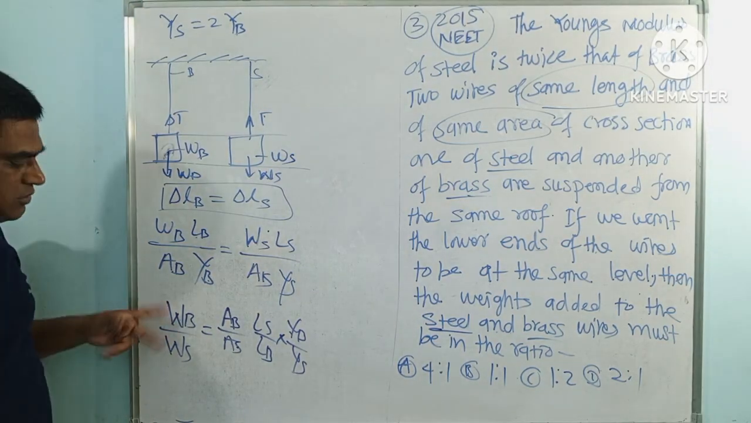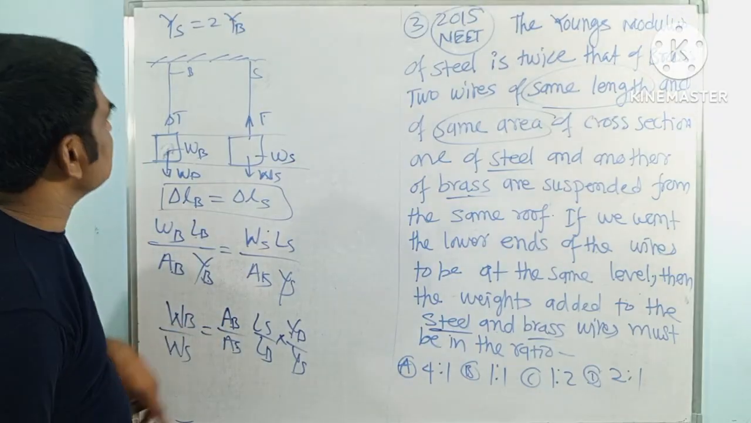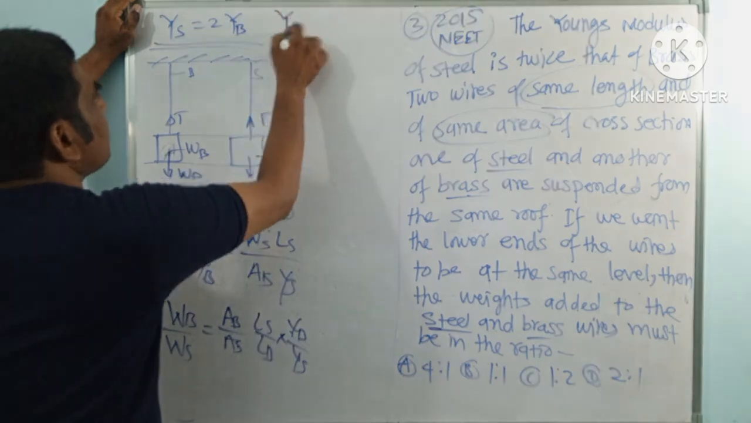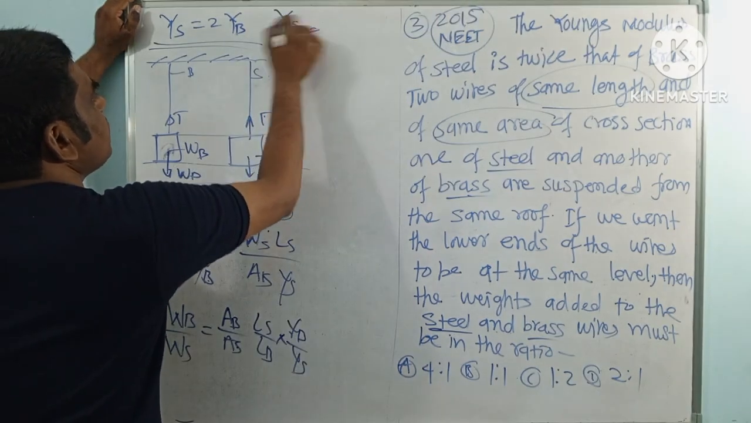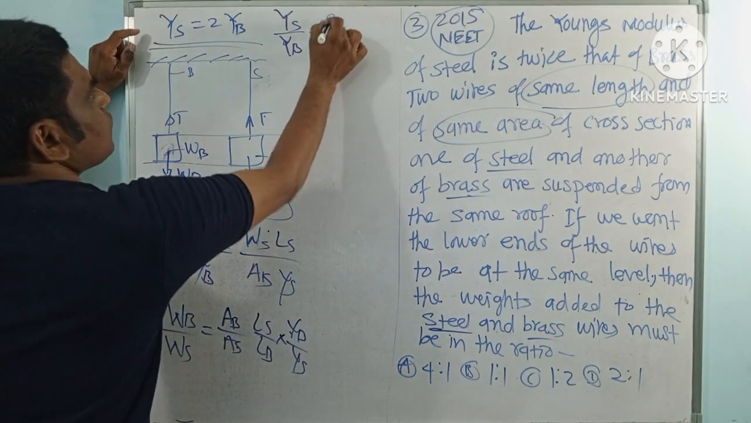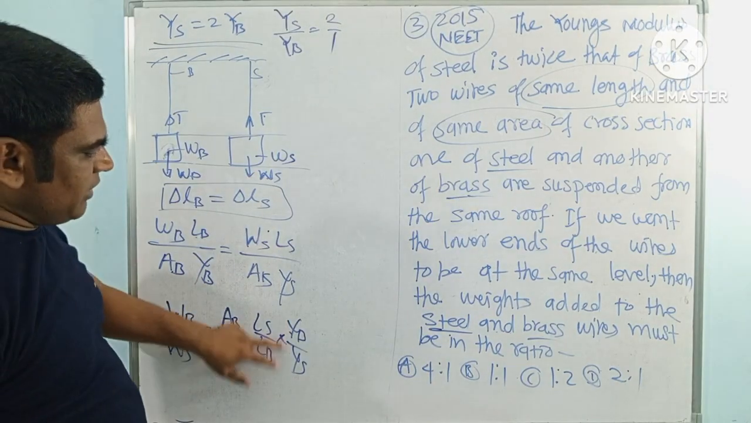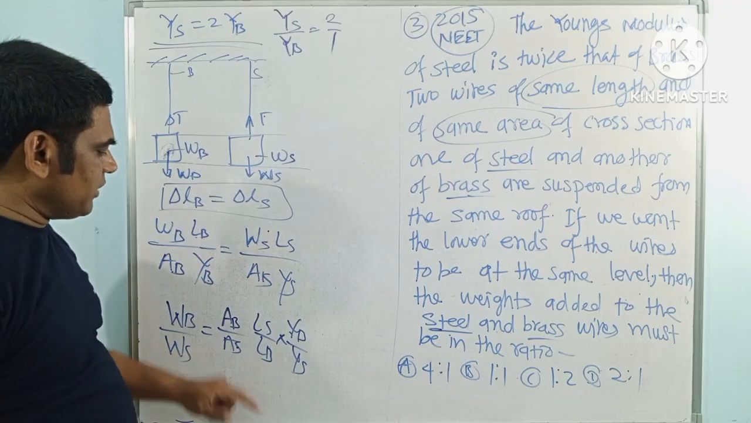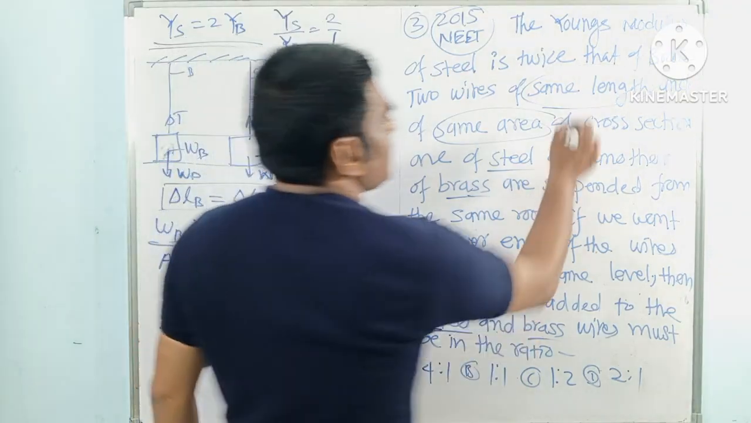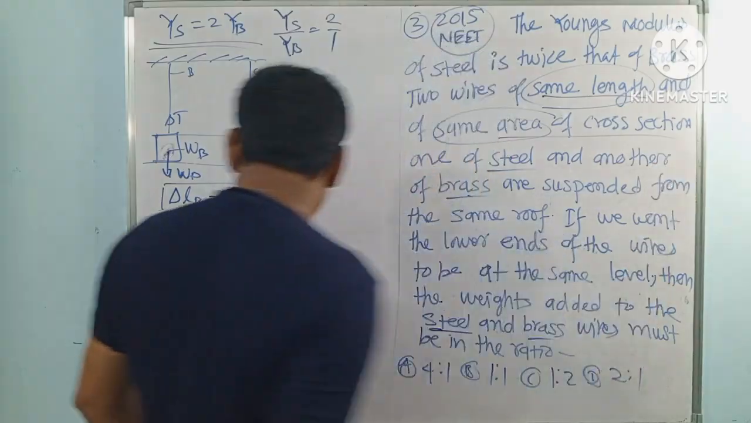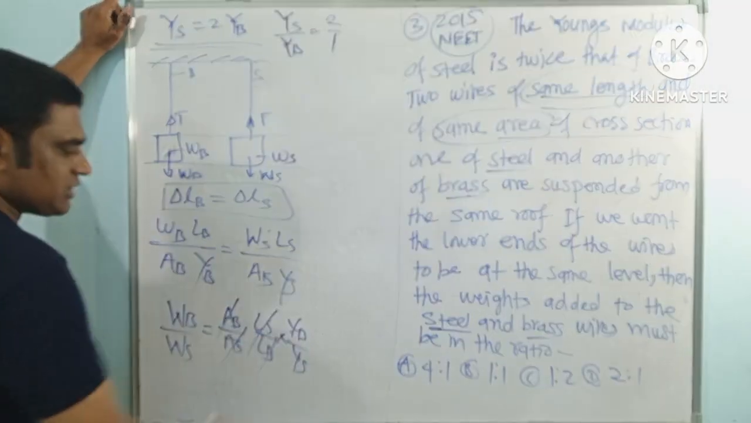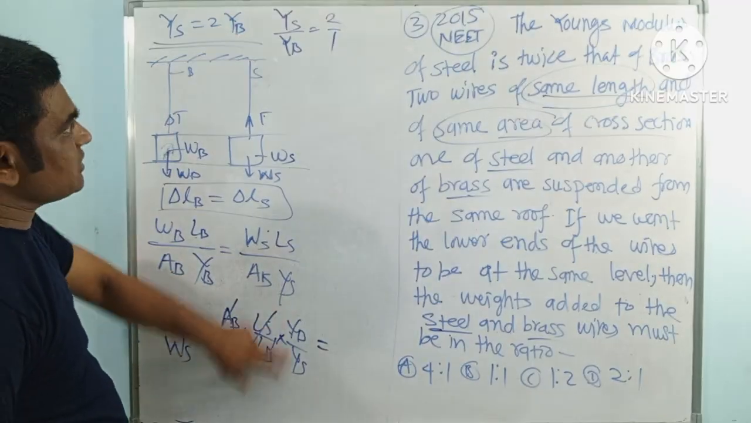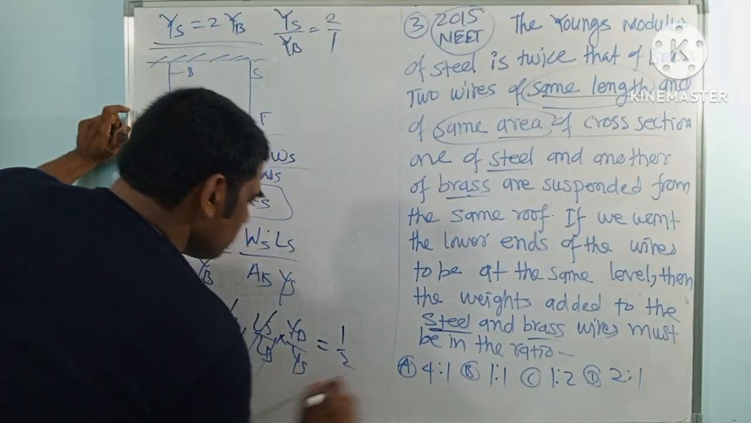We'll do this reciprocal ladder. AB by AS is how much? This ratio is given. From this you will get YS by YB is equal to 2 by 1. So opposite, 1 by 2. This is 1 by 2. Same length they are asking, same length and same area of cross section. So area of cross section same, length same. So only this will happen. YS by YB, YB by YS. So this is 2 by 1. So 1 by 2. Simply.